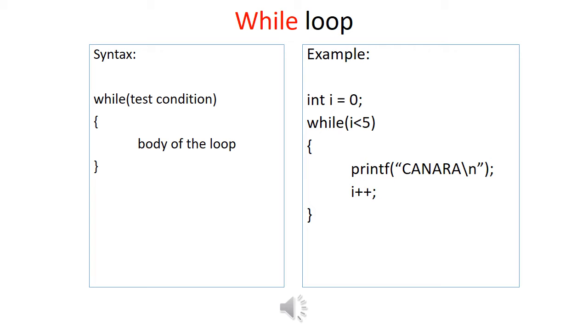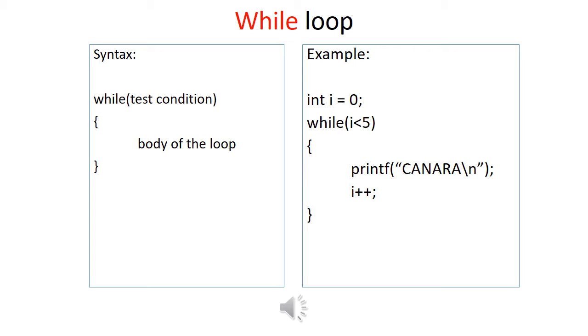So now here I made use of a variable I, which is of integer type, and I have initialized it to 0. Now in the while loop I give the condition because I want the printf Canada to be executed 5 times. So I have given there until I is less than 5. Until I is less than 5, it has to enter the body of the loop.